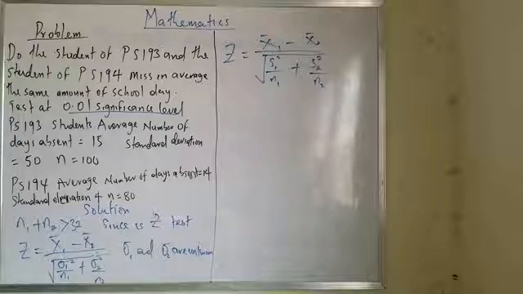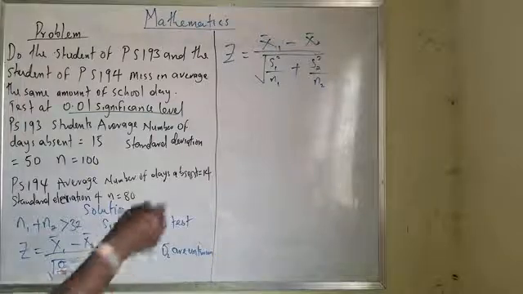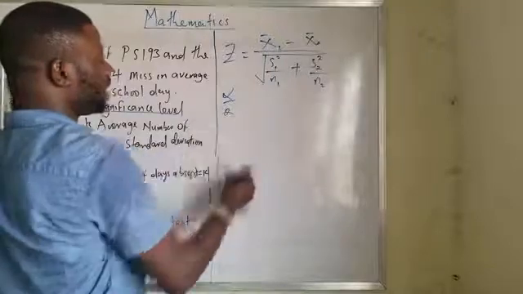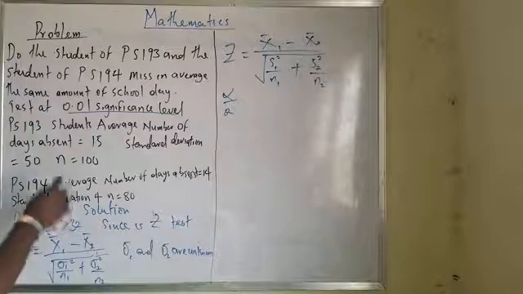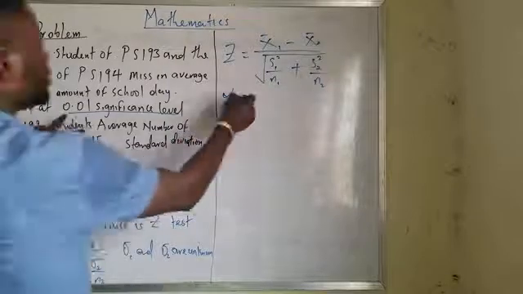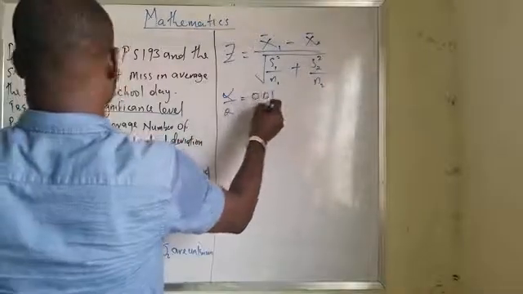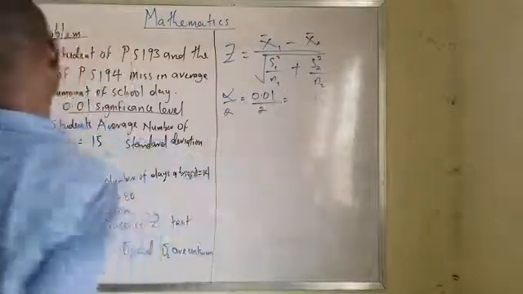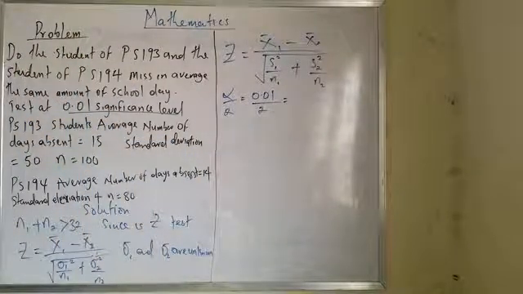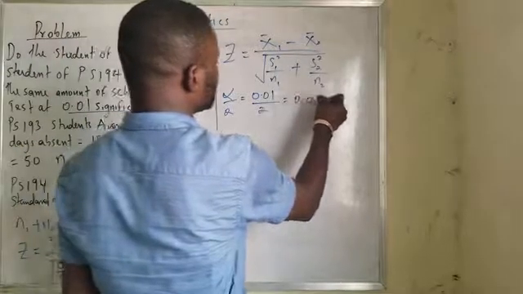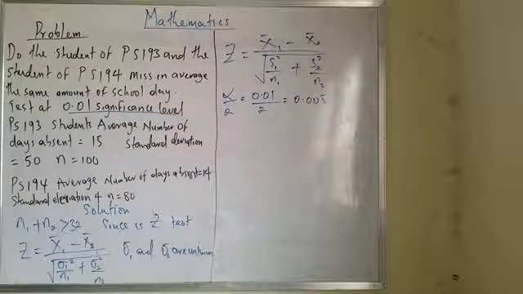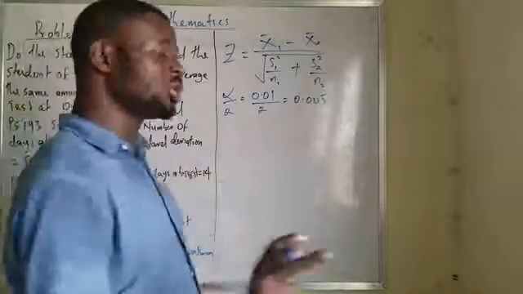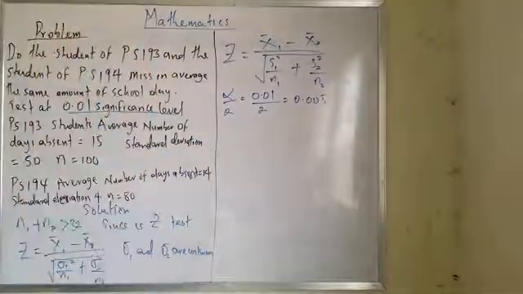Now, I want to go to my table. I will have my lambda divided by 2. My lambda is my significance level, which is 0.01 divided by 2, which gives 0.005. That is my value, because it is two-tailed. Two-tailed means there are two numbers.